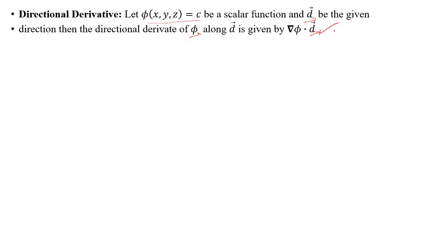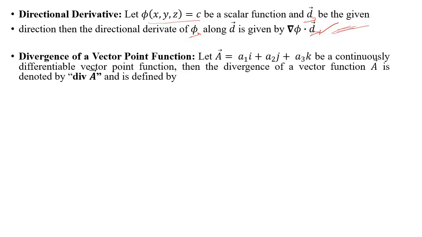Up to here we were discussing the scalar: gradient of a scalar, unit normal vector, angle between the two surfaces and directional derivative. For this the requirement is the gradient of a scalar. Now I will discuss the vector point function, that is the divergence of a vector point function. So what is the divergence of a vector point function?